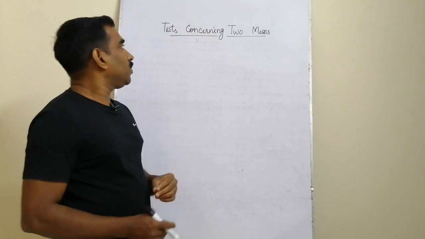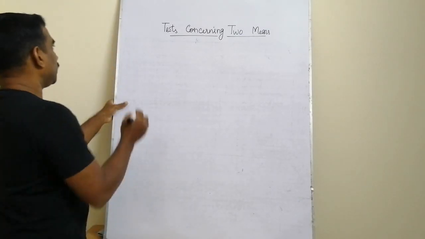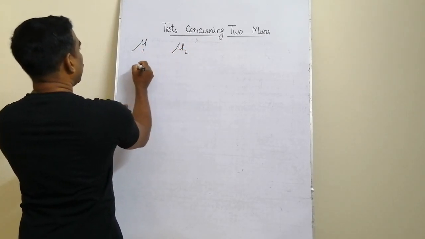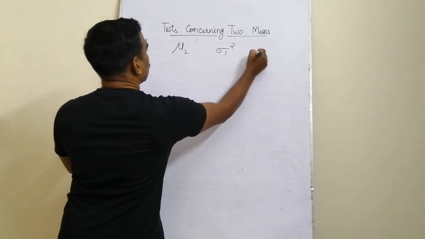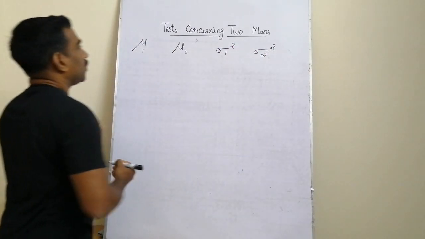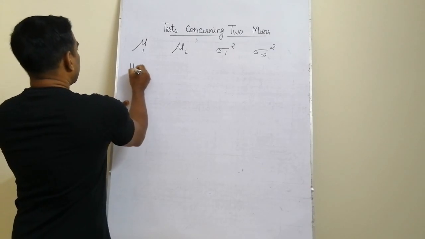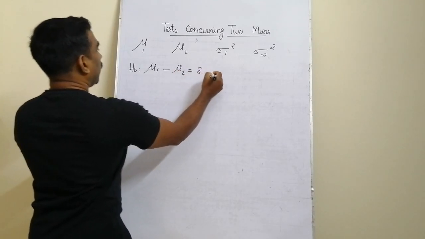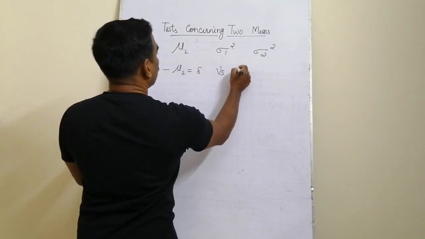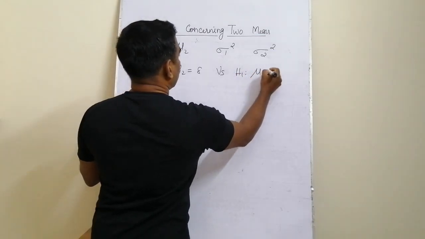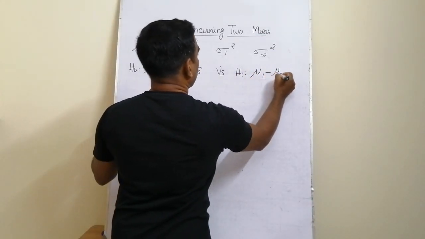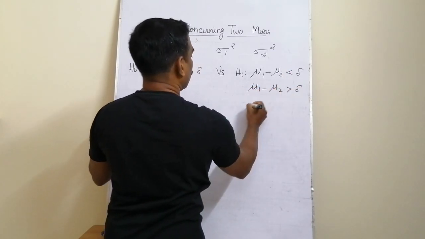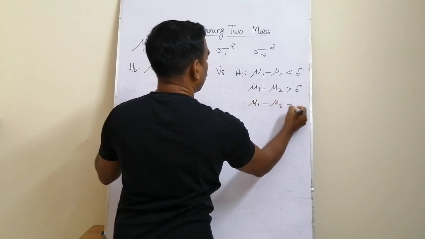So in tests concerning two means, we are considering two populations with population means say mu1 and mu2, population variances say sigma 1 square and sigma 2 square. In order to test the null hypothesis H0, the difference in means mu1 minus mu2 is equal to delta, against the alternate hypothesis H1, whether this is mu1 minus mu2 is less than delta, or mu1 minus mu2 greater than delta, or mu1 minus mu2 not equal to delta.